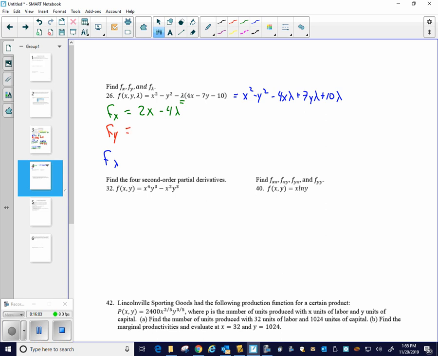F sub y. Only take the derivative with stuff with y's in it. If it doesn't have a y in it, it goes to 0. So x squared goes to 0. Minus y squared, the derivative of that is minus 2y.